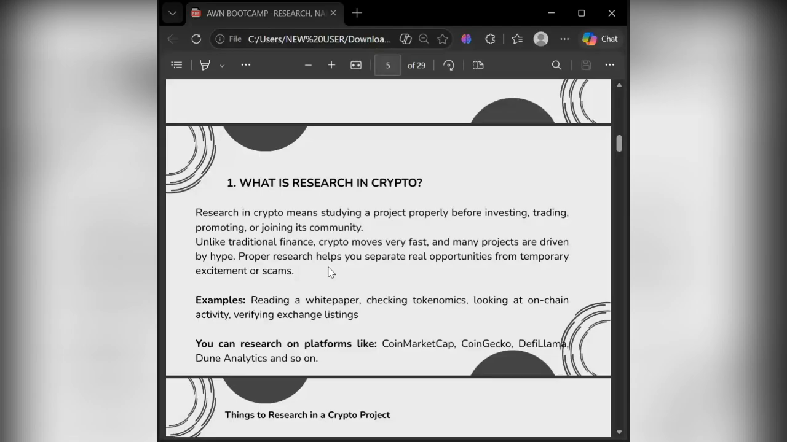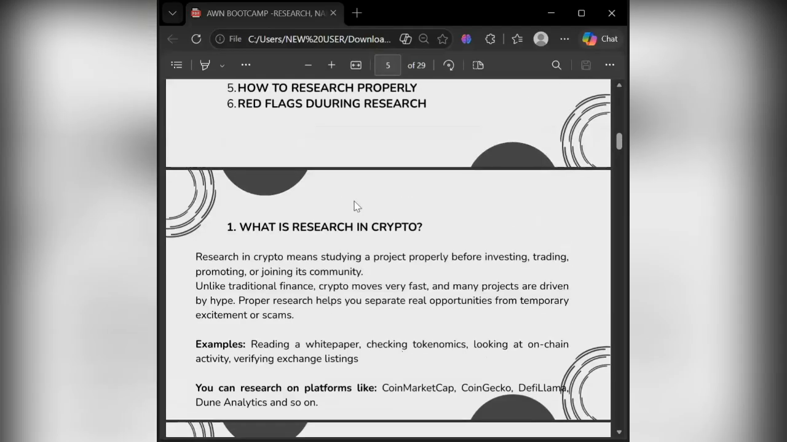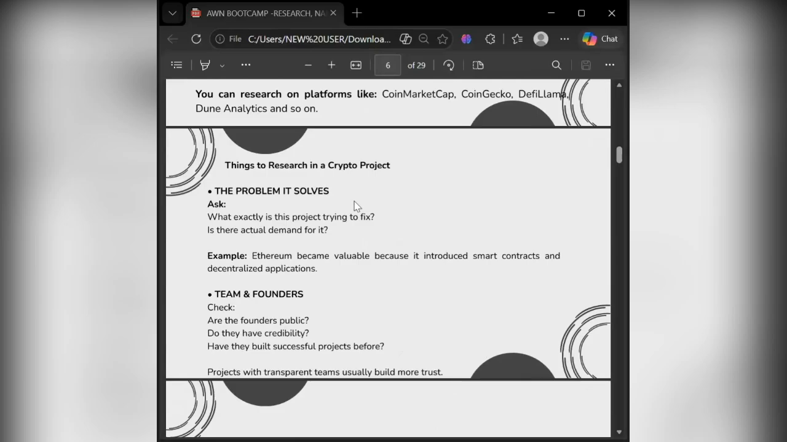Yeah. So things to research in a crypto project. Firstly is the problem it solves. You can ask, what exactly is this project trying to fix? Is there an actual demand for this project? Like Ethereum became valuable because it introduced smart contracts and dApps in the crypto ecosystem, right?